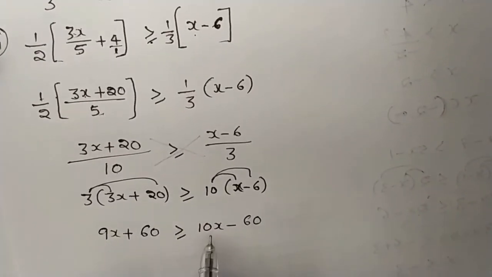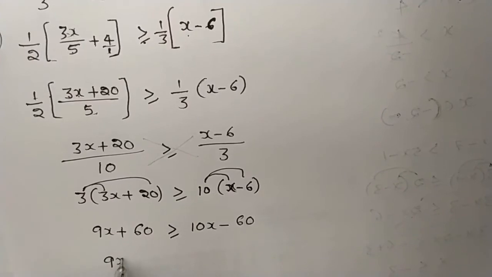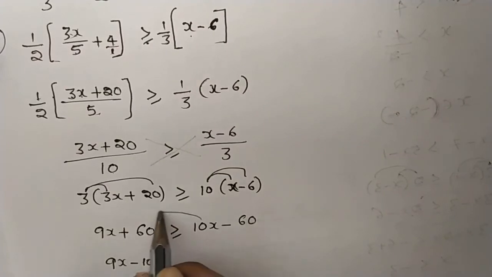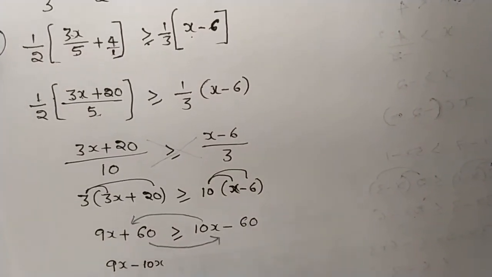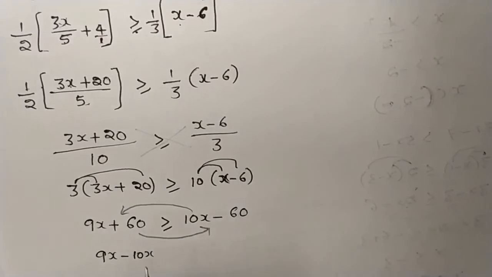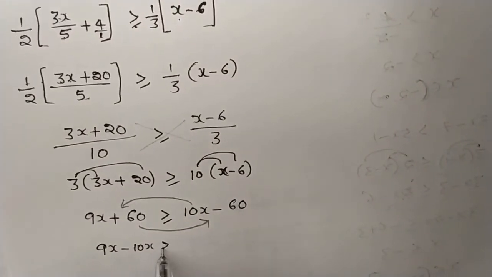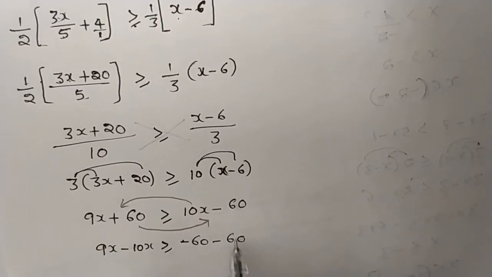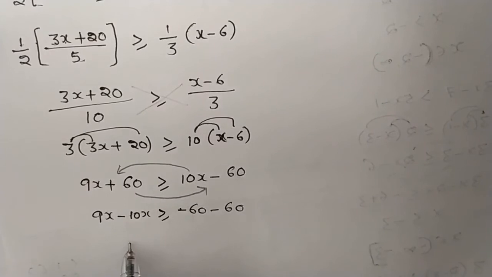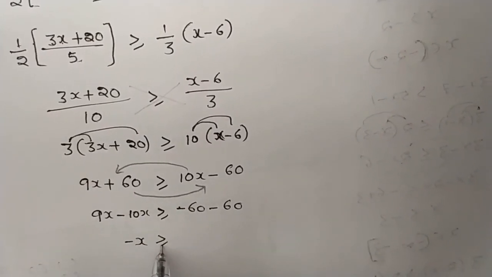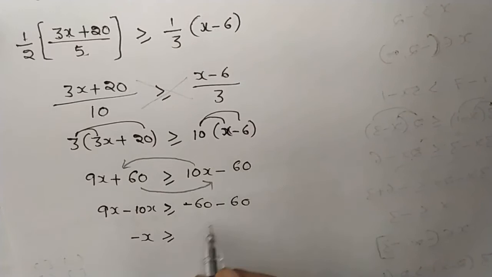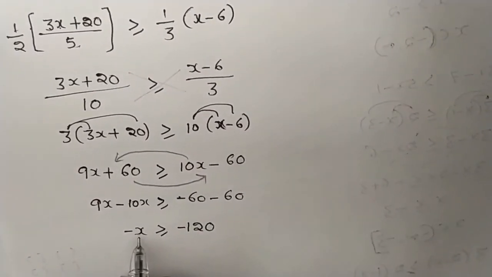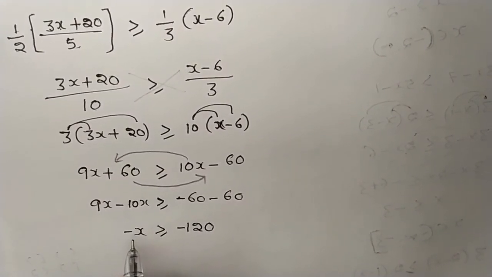Now once again, take this 10x to the left, that is 9x minus 10x. Take this 10x to the left, send this 60 to the right. Then what will happen? 9x minus 10x is greater than or equals to minus 60 minus 60. Now 9x minus 10x is minus x, is greater than or equals to minus 120. We want only what? Plus x we want.